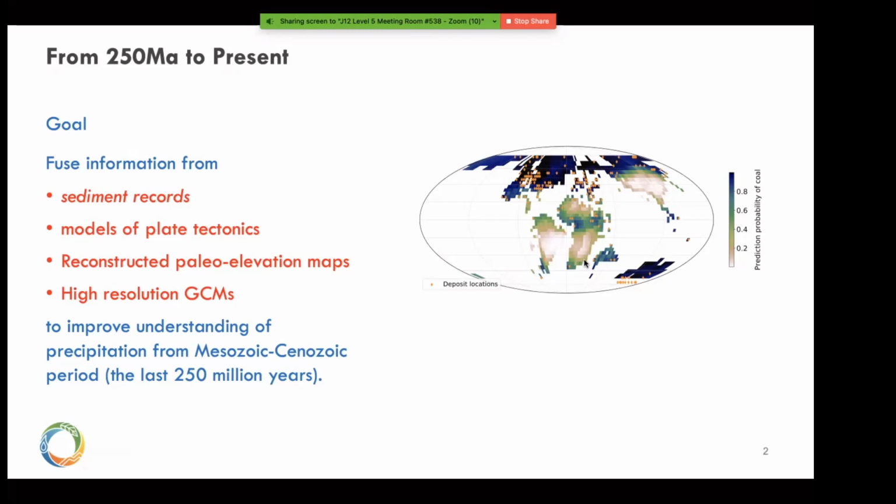to predict across areas where we don't have any observed sediments, using basically a probit style regression, and I'll explain that in a little while.